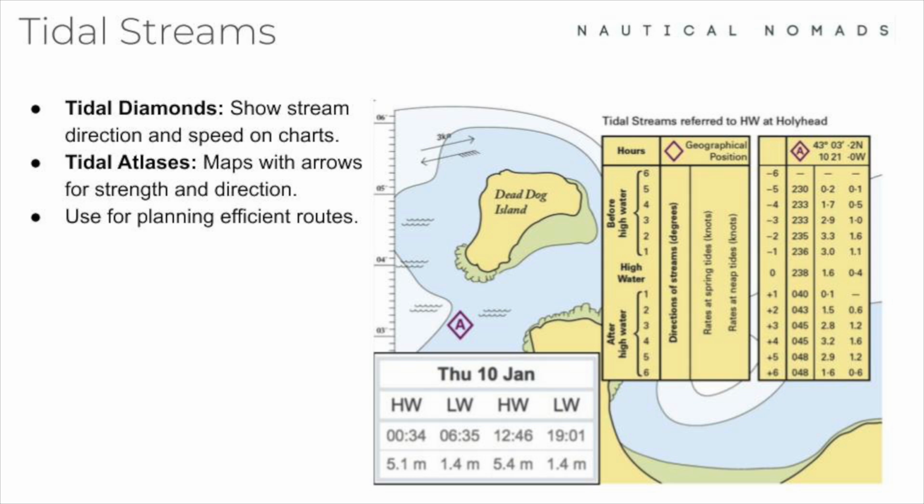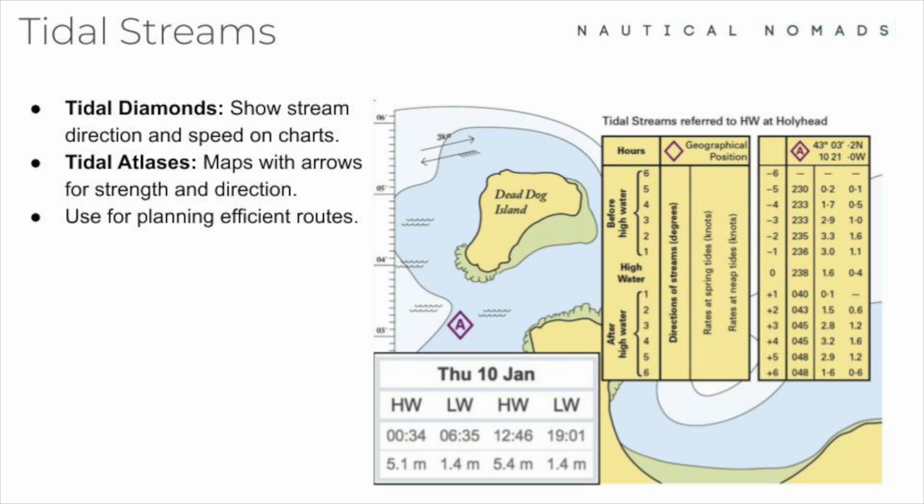Tidal streams. Tides don't just move vertically, they also create horizontal water movement called tidal streams. These are critical for navigation. Tidal diamonds. Found on nautical charts, tidal diamonds give information about tidal streams, including their direction and speed. For example, if you see a diamond labelled P, it might show a tidal stream flowing northwest at 1.5 knots during spring tides.